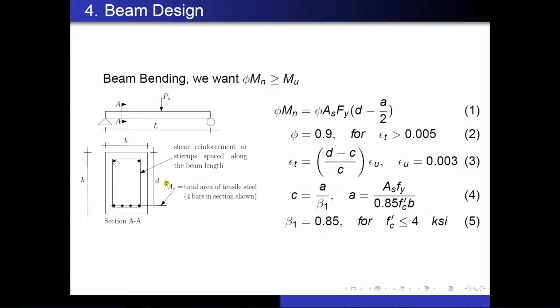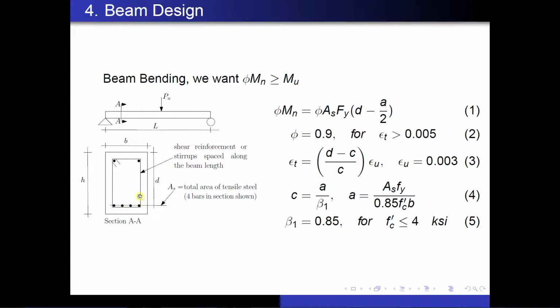We're also going to have A sub s, and that is the total area of tensile steel reinforcement that's down at this layer at the bottom of the beam. We certainly know from basic mechanics that the bottom of the beam is going to be in tension and the top is in compression. So that's why we put the majority of our tensile steel down here along the base of the beam, and we're seeing that here in the cross section.